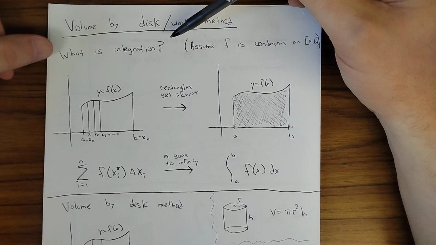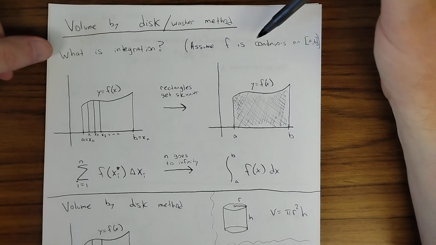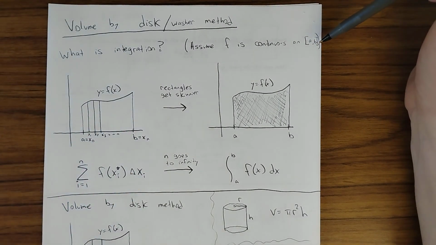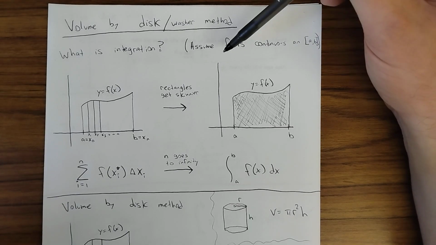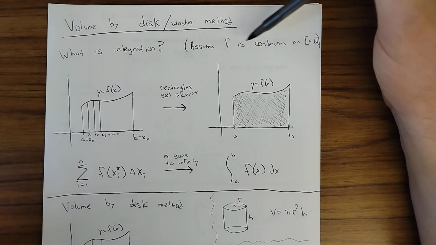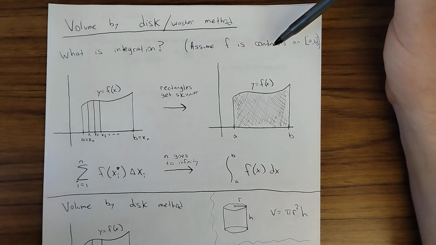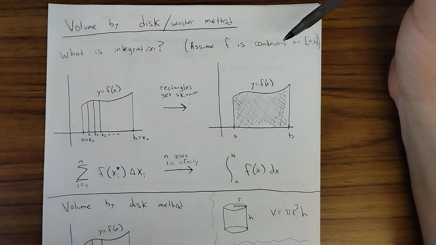This is going to be a bit informal, maybe to make sure I don't say anything terribly wrong. Let's assume that f is continuous on the interval a to b. For us, right now, this assumption is always going to be true. We're also going to eventually see some examples where we have to deal with discontinuous functions. But for now, let's assume that the function is continuous.